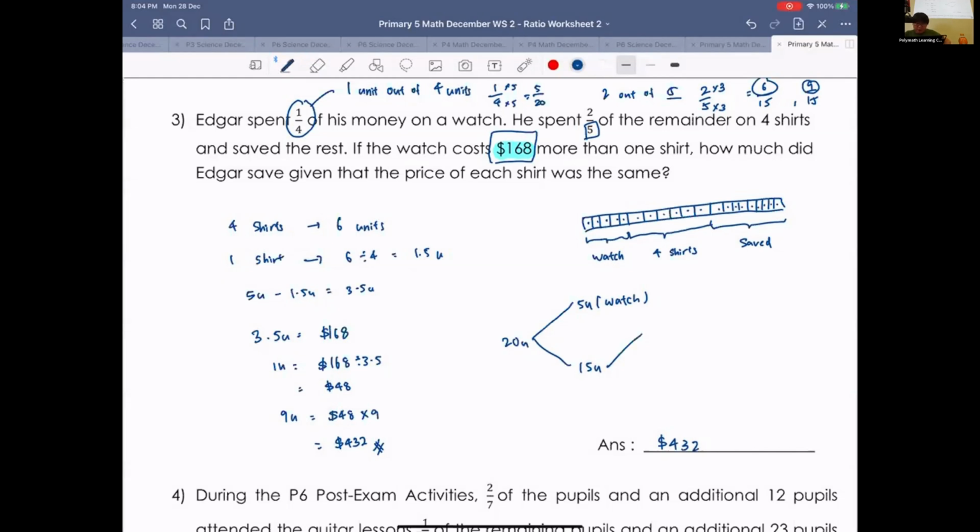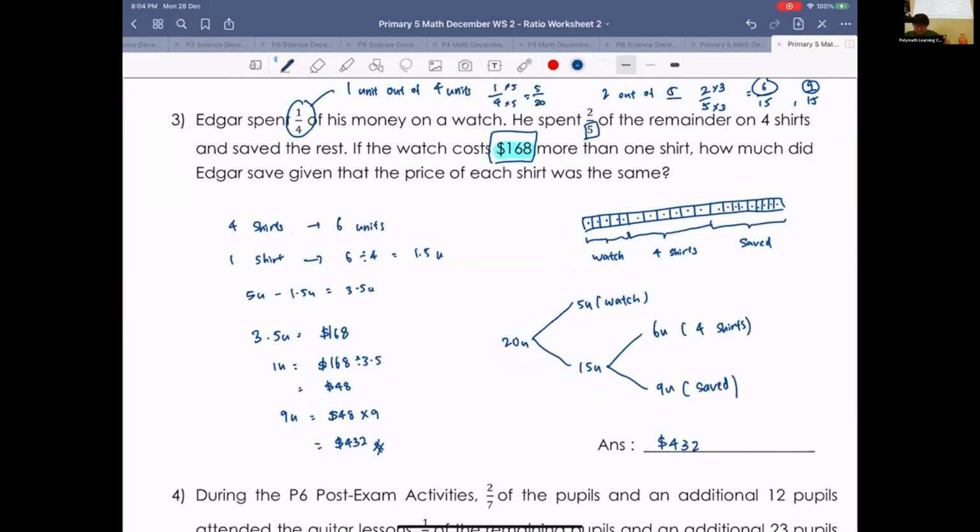So 1/4 of 20 units is 5 units spent on the watch. 1/4 of 20 is 5, 20 divided by 4. So the remaining must be 15 units. Then later he needs to spend 2/5, which is actually 6/15, 6 units on 4 shirts. Then what you have left is actually 9 units.